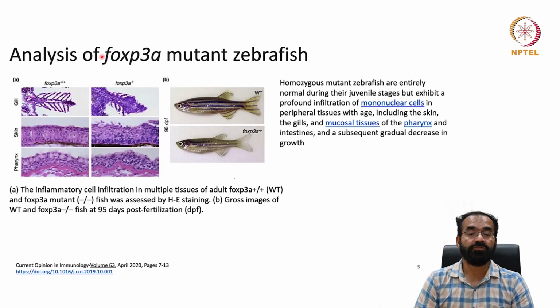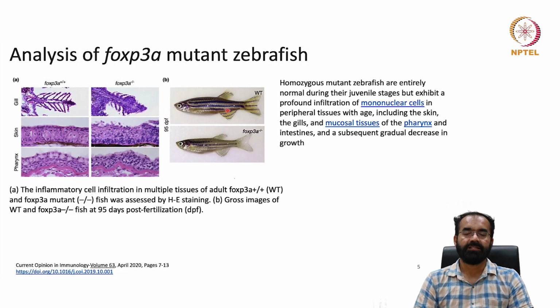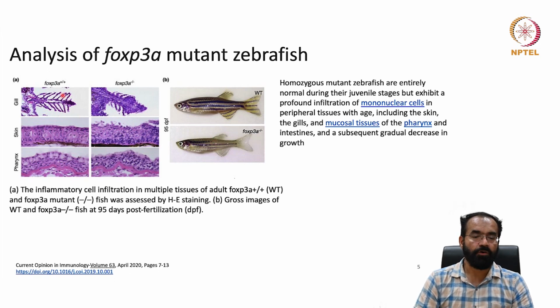So this is the analysis of the FOXP3A mutant in zebrafish. This is wild type and this is the mutant. We know this is 95 days old, that means around 3 months old. They are adults, but this is a normal size wild type. This is a little smaller. So we can see in FOXP3 wild type, you have a normal amount in gill, skin and pharynx, you have a normal supply of mononuclear cells, whereas in the FOXP3A mutant here, you have too much cell infiltration. You can see the number of cells is way too high.